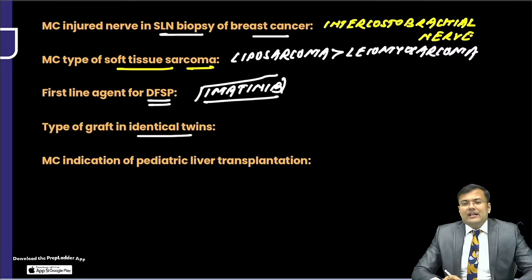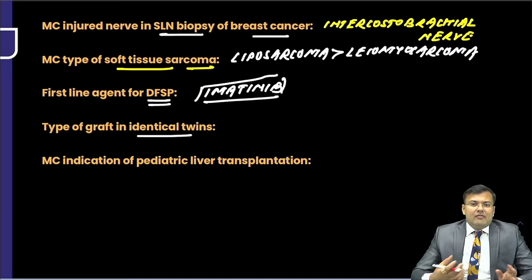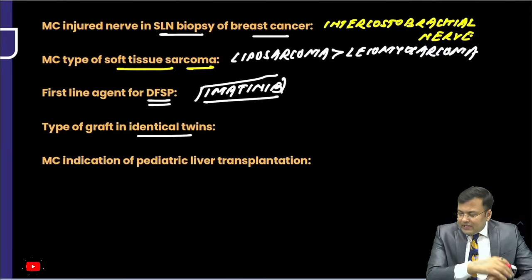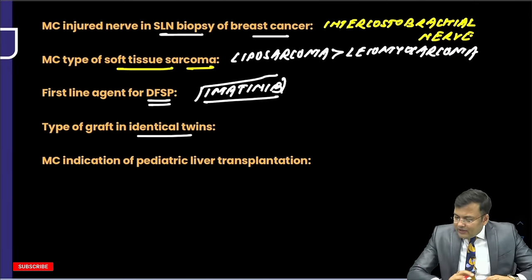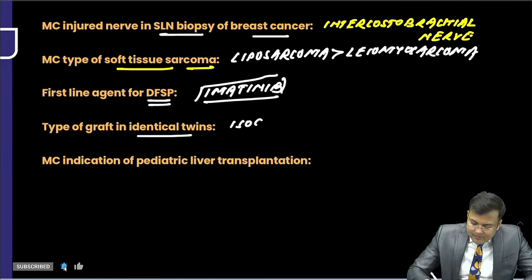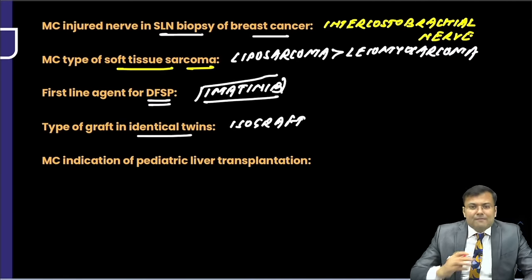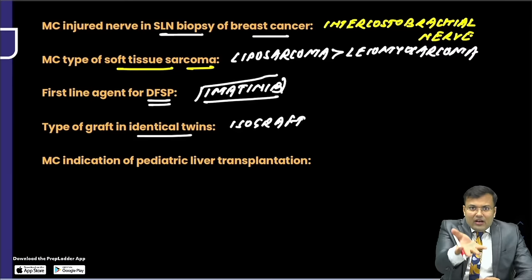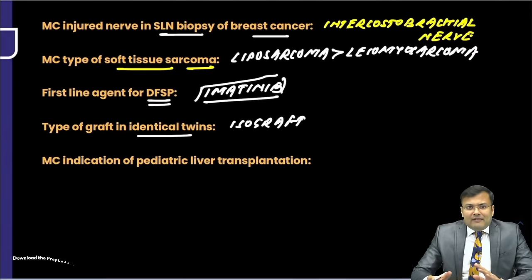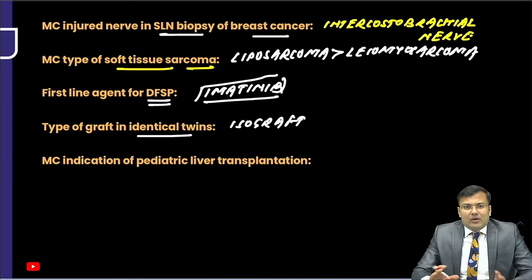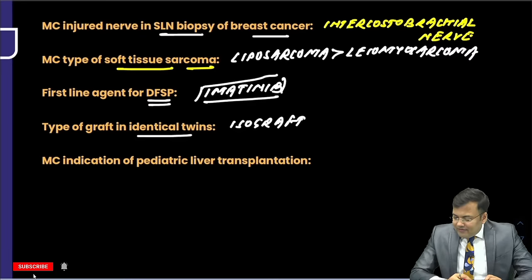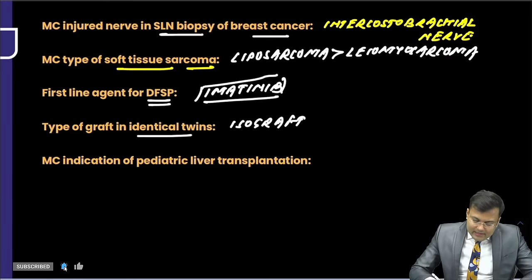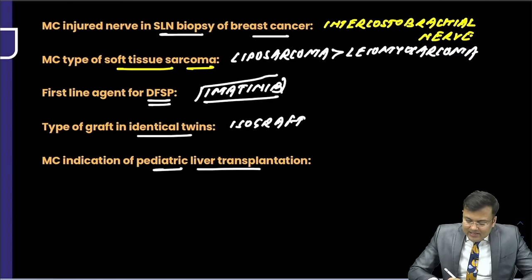Type of graft in identical twins. If you are giving a graft to identical twins, what is the name of this graft? Yes, Anubha Yadav, you are correct. It is isograft. Now you tell me, if a mother is giving a graft to the son or daughter, what is it? If we are taking the graft from the same species, from mother to son, this is allograft. Very good.